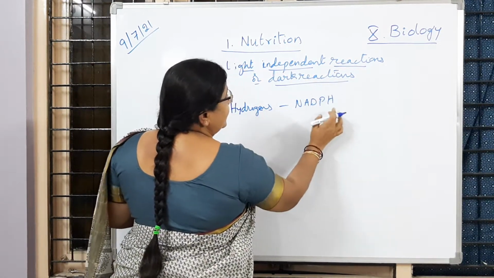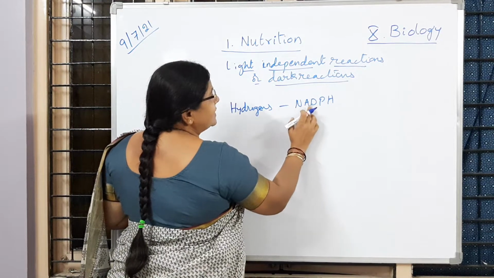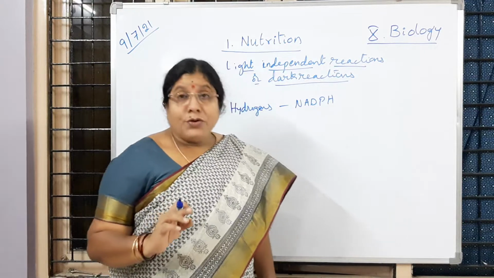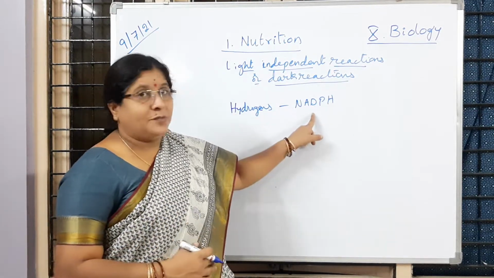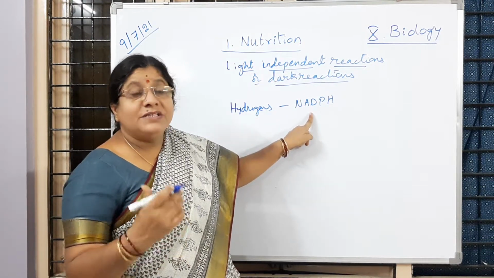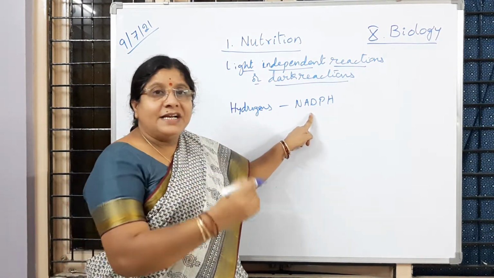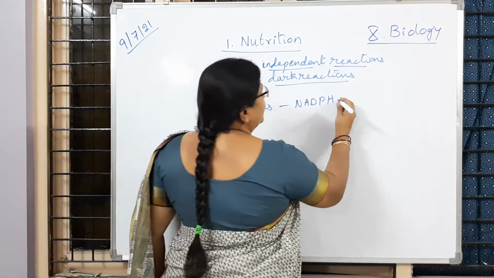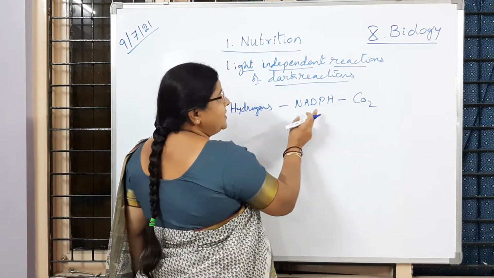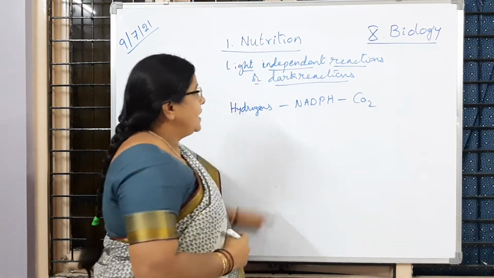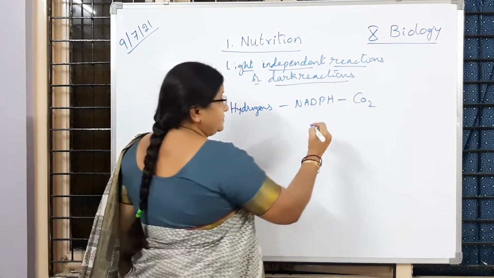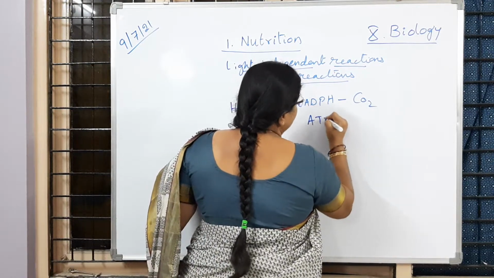NADPH means reduced nicotinamide adenine dinucleotide phosphate. So this assimilatory power, or chemical, whichever is formed in light reactions is used up to fix the carbon dioxide. The carbon dioxide is going to be making use of this NADPH and utilizing even the ATP.